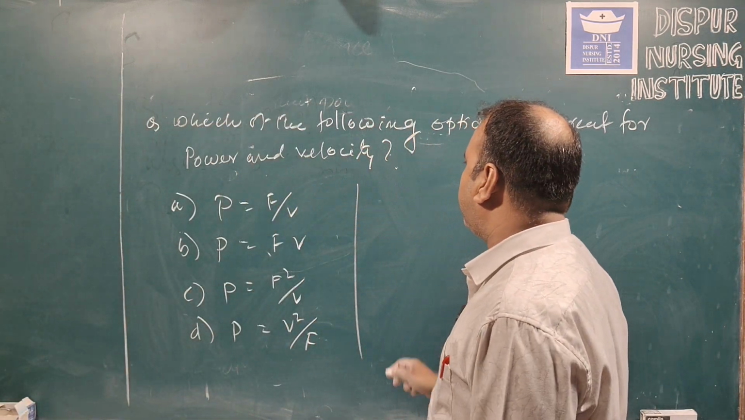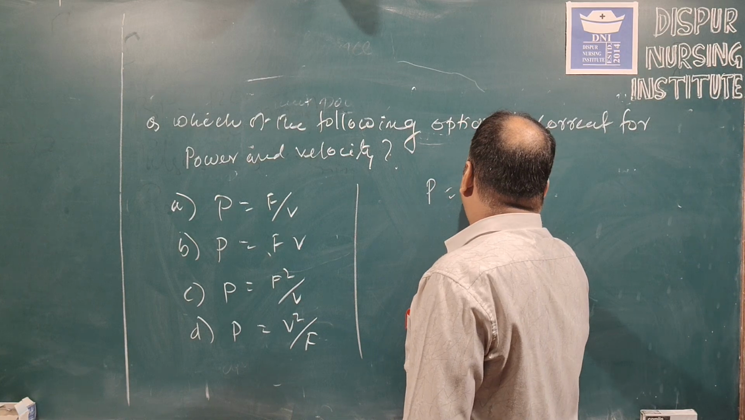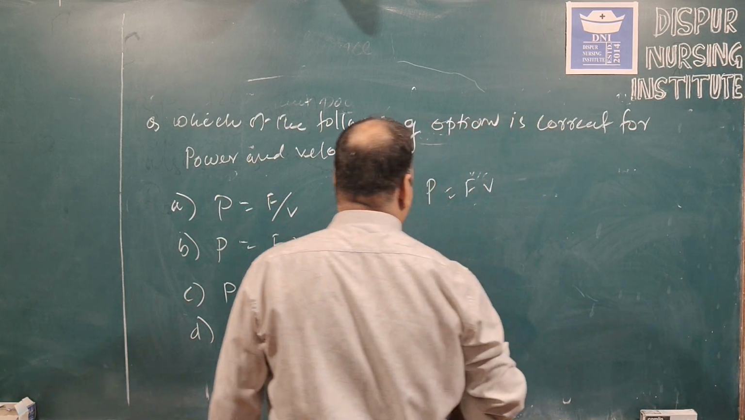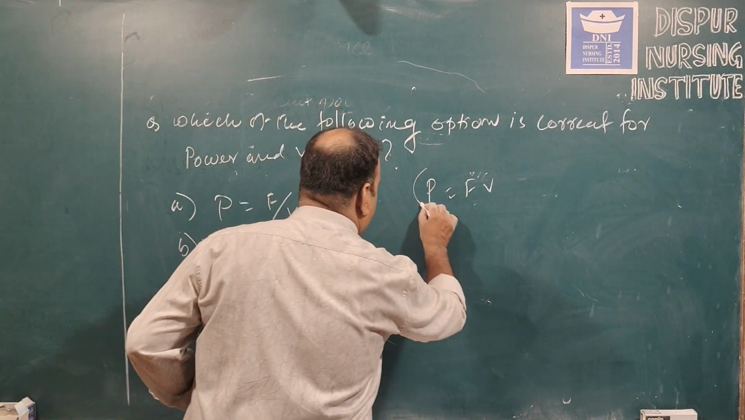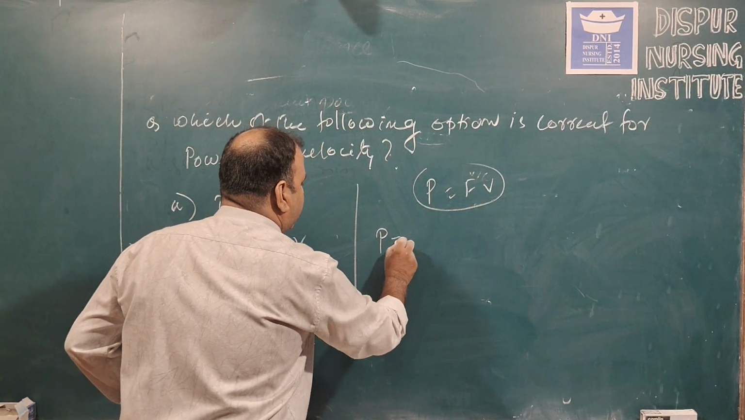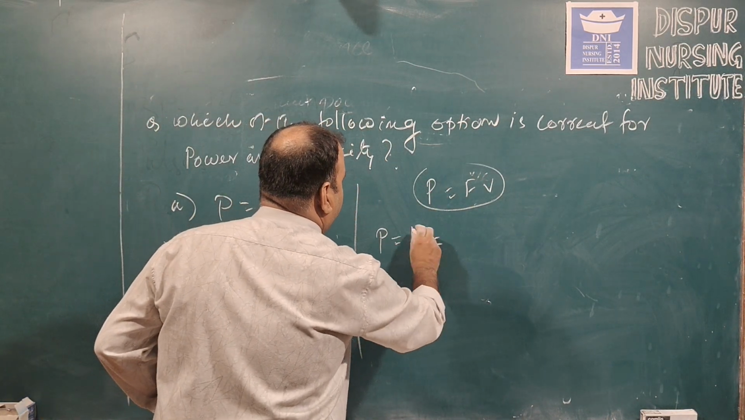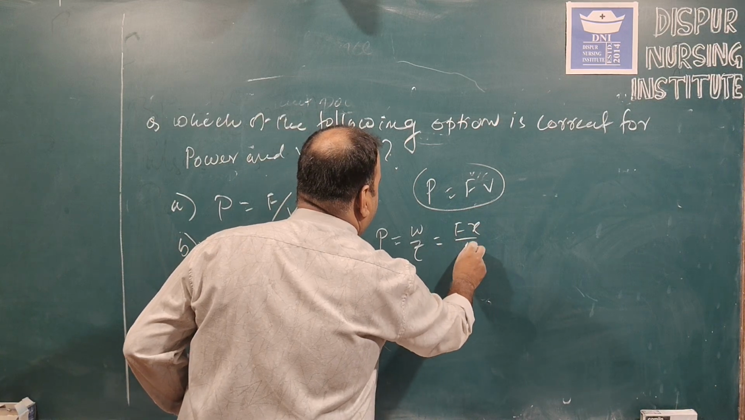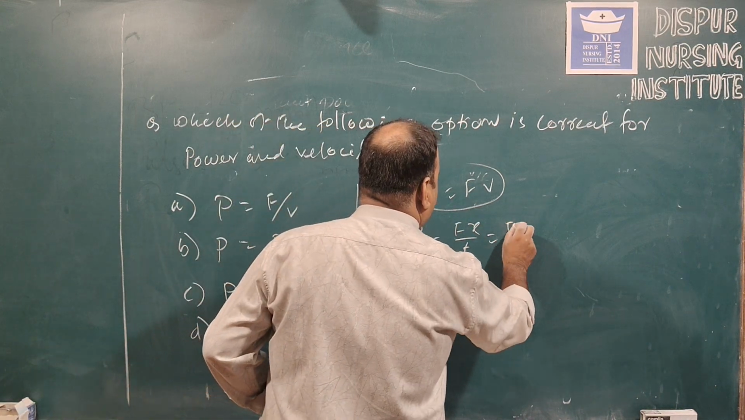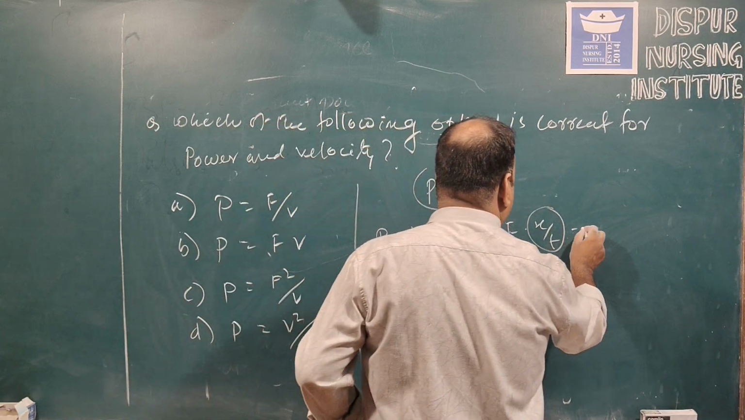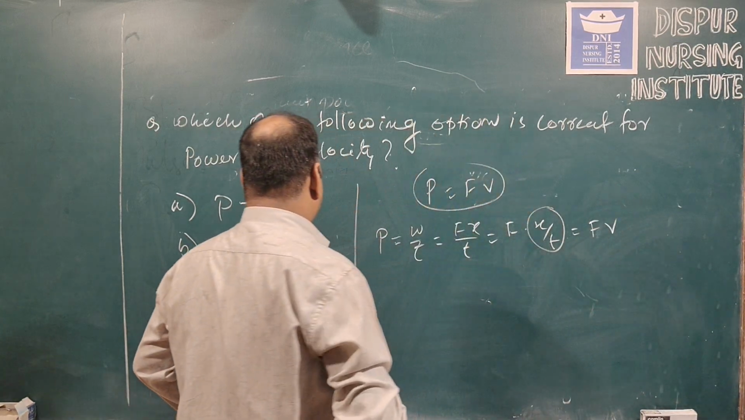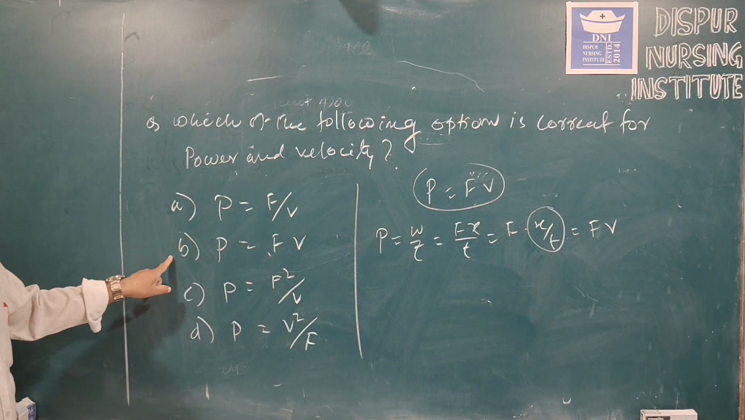Already you know I have given the formula, power is equal to F into V. This formula is correct. This is the correct option. How can we derive this formula? Already you know, power is equal to W by T. W means F into X, divided by T. So F into X by T, this displacement by time is V, so it is given F into V. So this is the correct formula for this.